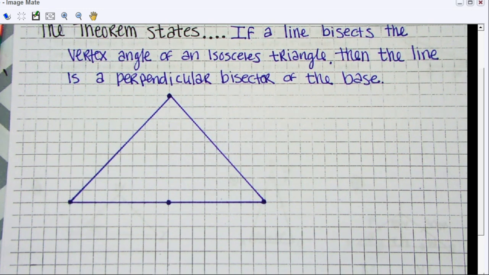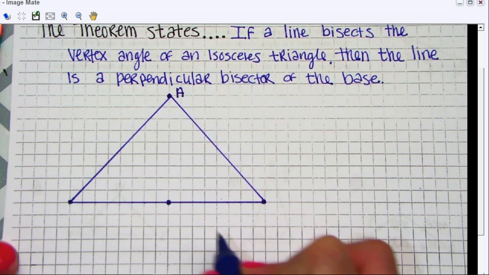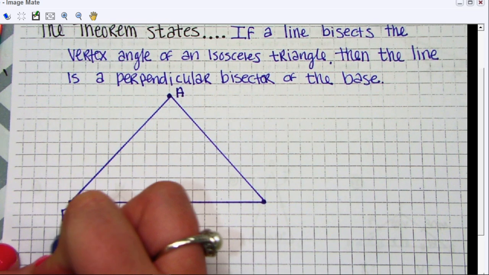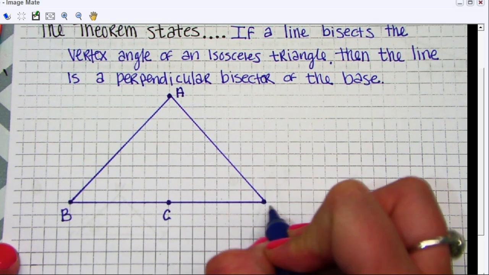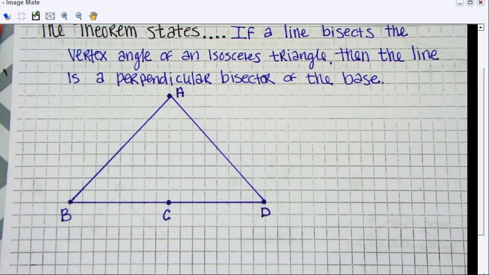Then we're going to name it. The top dot we'll name A. Then bottom left is B, middle is C, bottom right is D. So we're going to use all 4 of those little dots.